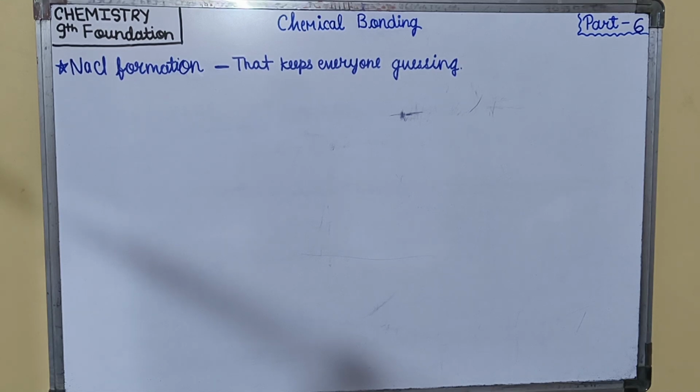Today we are going to learn class 9th chemistry, chapter chemical bonding, part 6. NaCl formation that keeps everyone guessing. This is our today's starting topic.